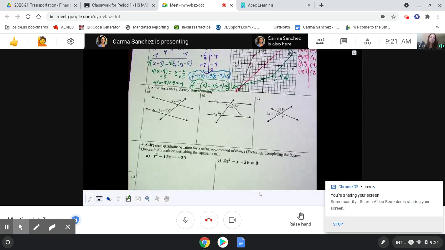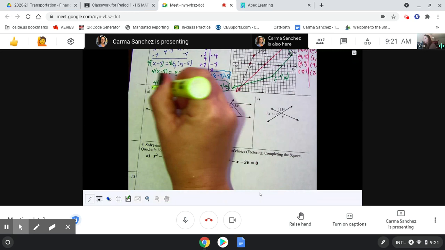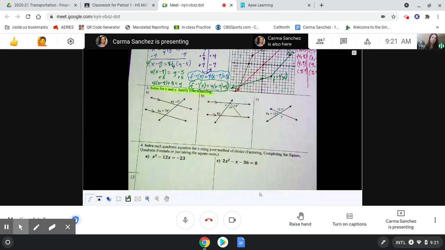All right, there's two key parts to this part that we're reviewing of the test. First, we need to solve for the variable. And second, we need to justify the reasoning. What do I mean justify the reasoning? I mean writing out the angle relationship.